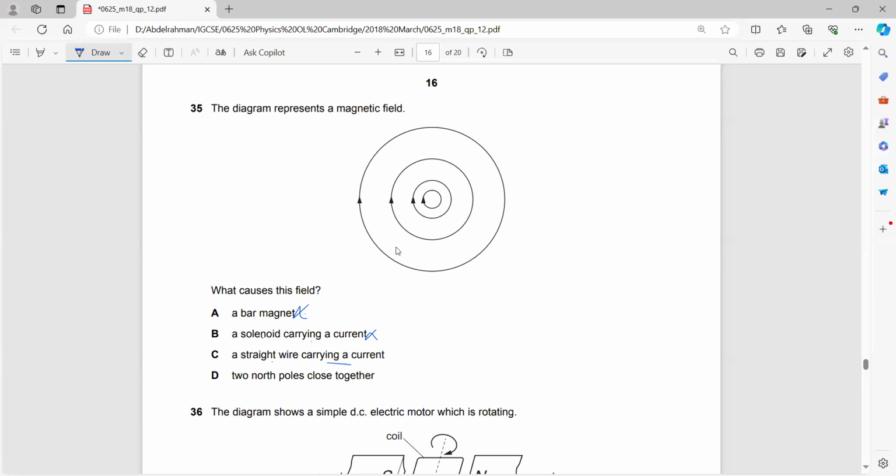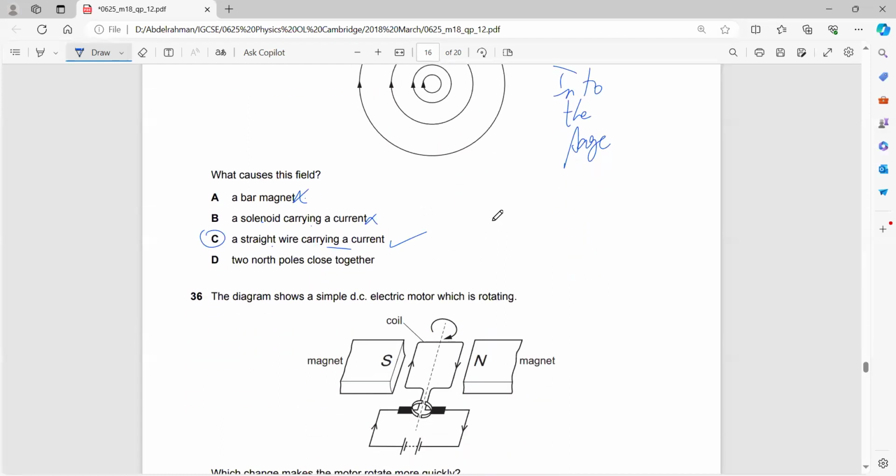A straight wire carrying current? Yes, a straight wire carrying the current. And actually, in this case, for this question, the current would be going into the page. I can explain this further later on. But for this question, there is a wire carrying a current, and to be very specific, it's moving into the page.